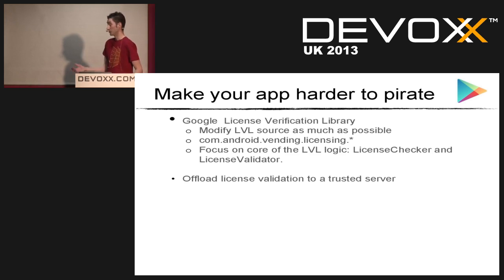So the recommendation from Google is to edit that code as much as possible, add loads of random junk in there. And so they say focus on things like the license checker and the license validator. But really, the best approach is to offload that validation to a trusted server. So whether it's passing up some sort of installation ID or something like that, and validating it there, then you know at least that verification code hasn't been tampered with, or at least you have more of an idea.